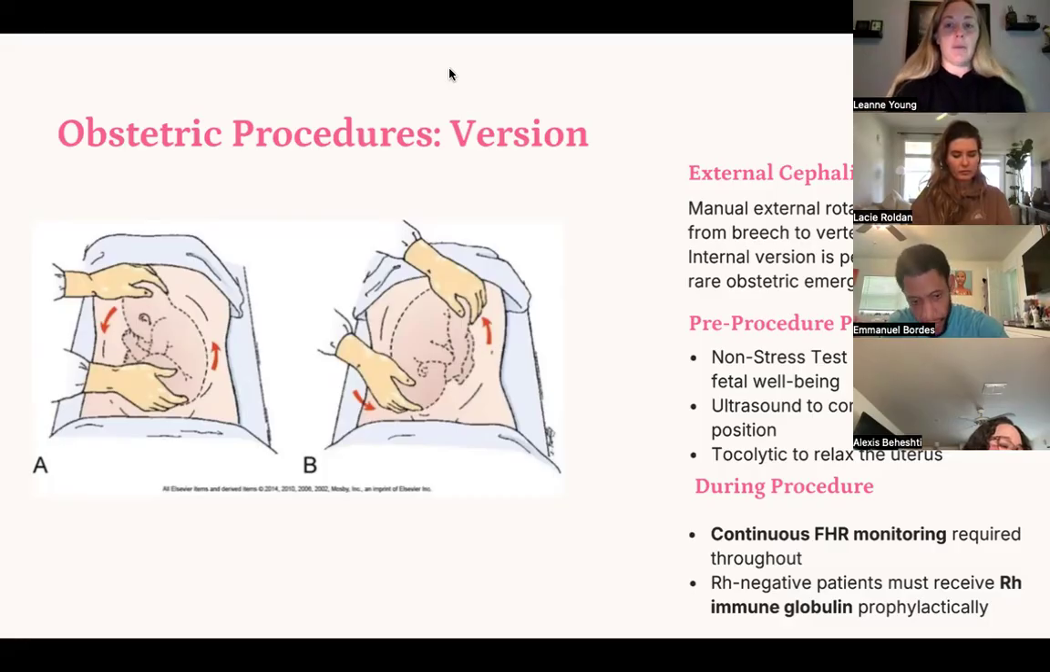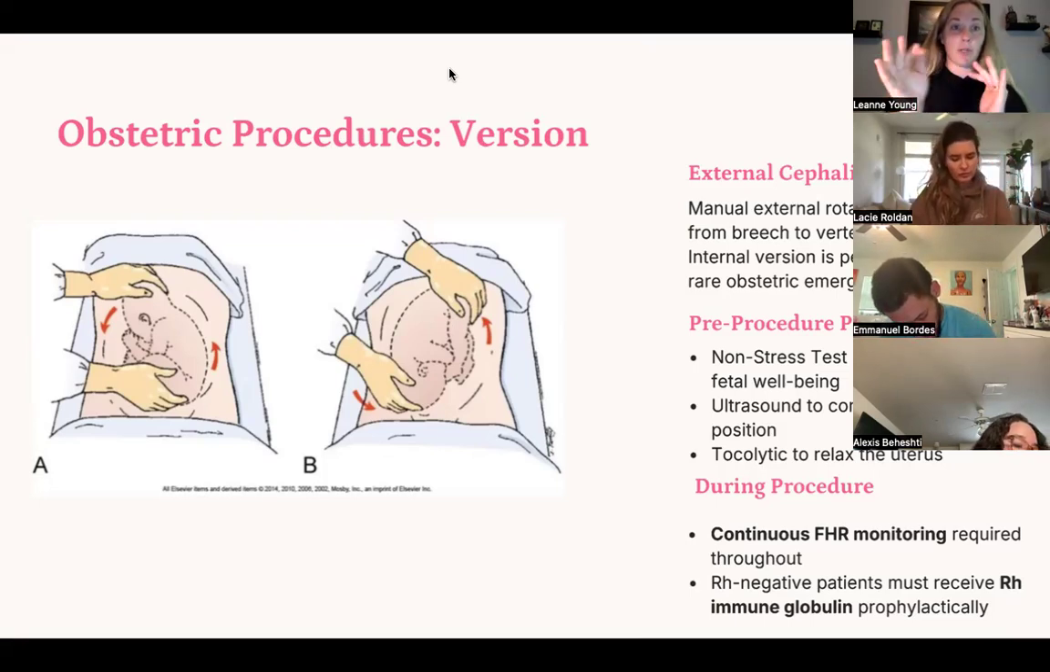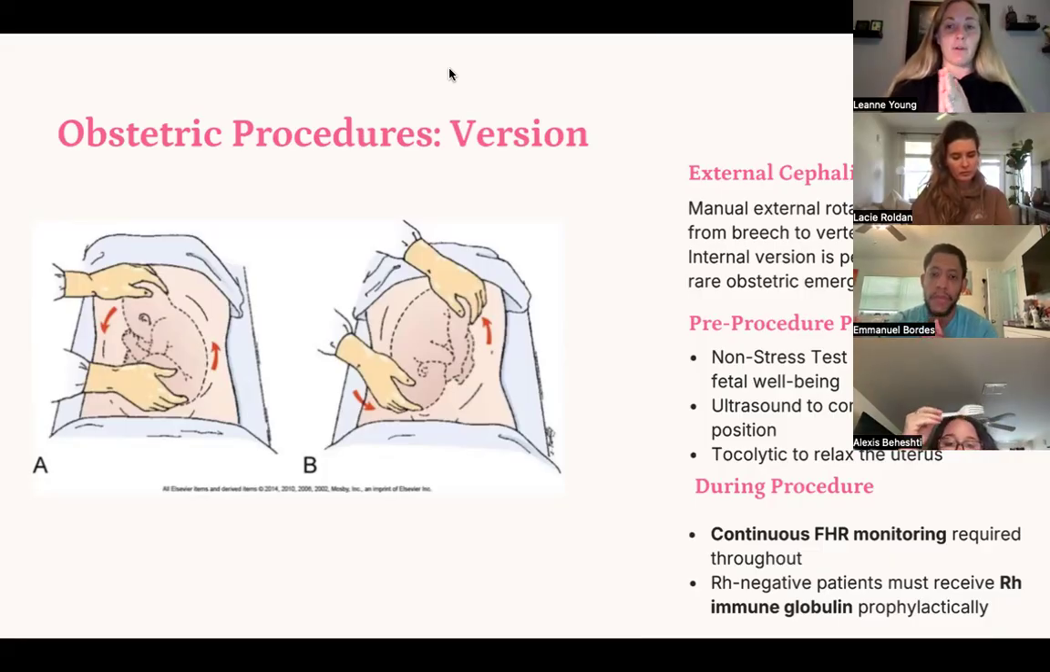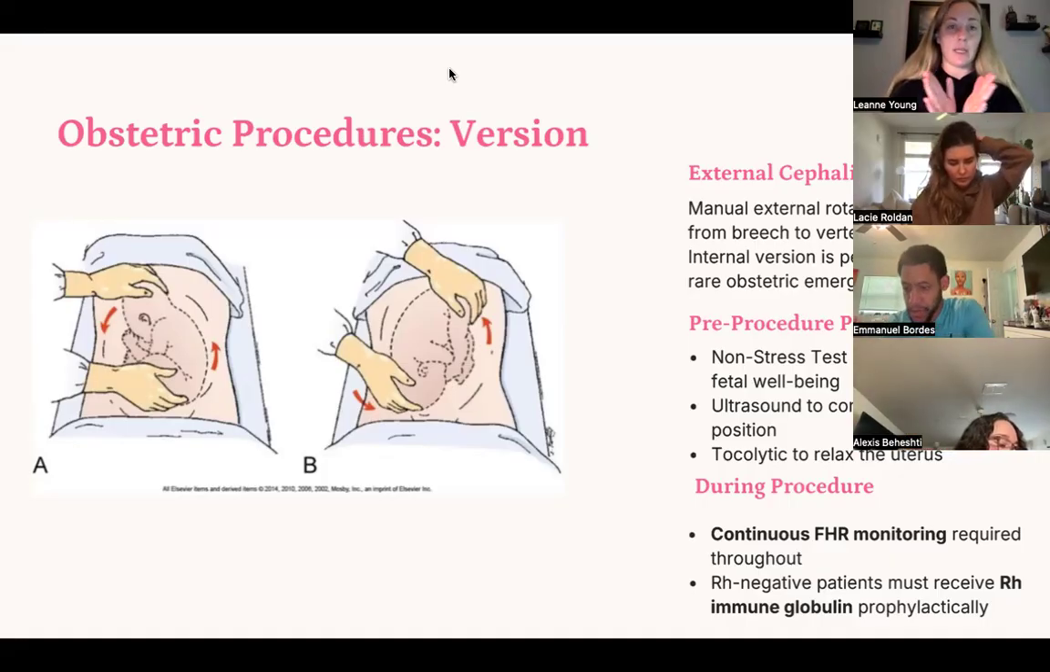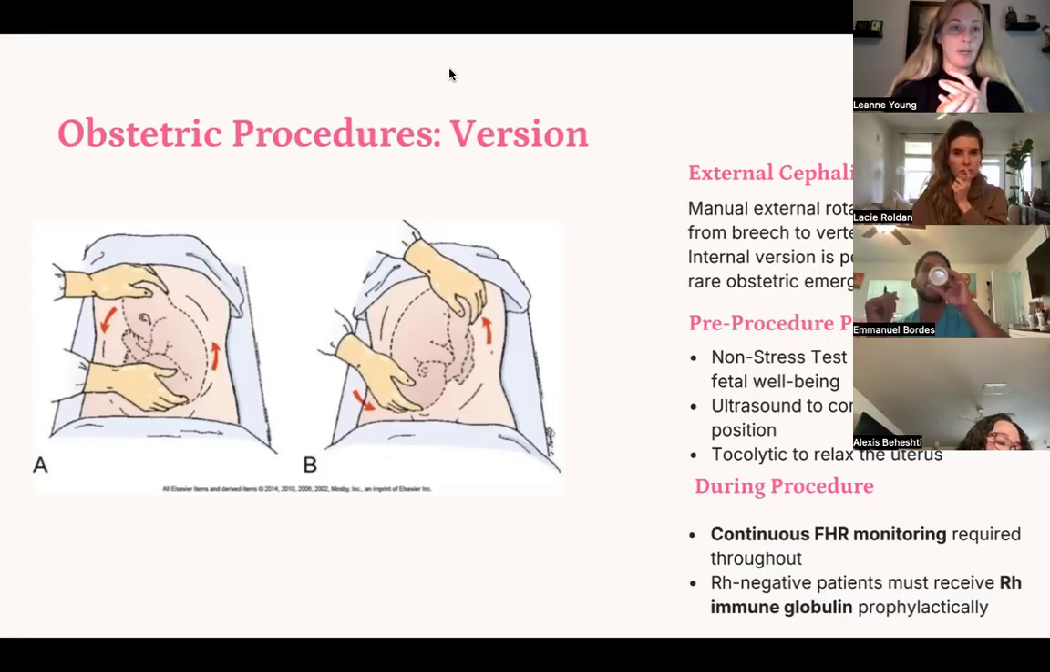This is all done outside of the abdomen. We are not reaching up in there doing crazy stuff inside. An internal version would be performed only in very rare OB emergencies, and I have never once seen an internal version. I don't even think I could appropriately describe it to you because it's done so infrequently. It's extremely contraindicated for multiple reasons. The main one we do is the external cephalic version, in the hopes of getting baby into a vertex presentation.